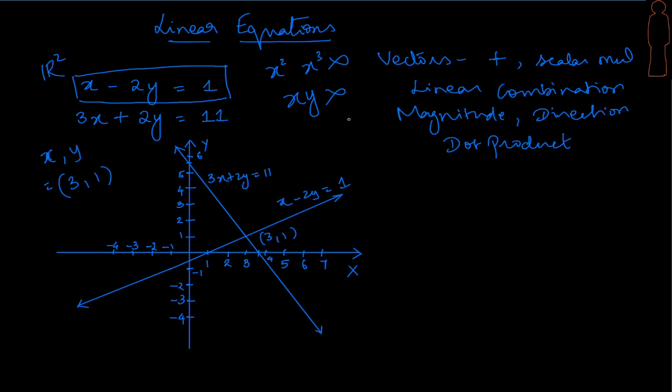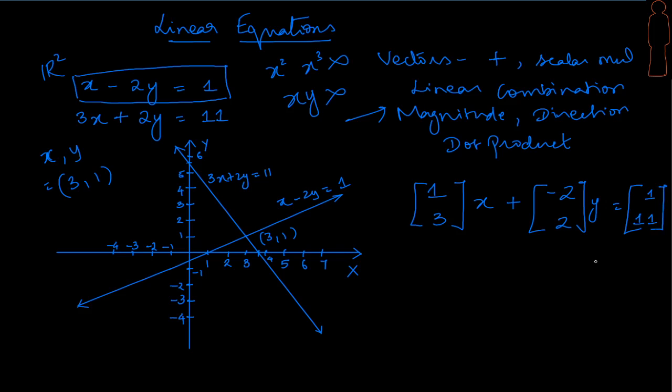Now the same equations, I want to write in a slightly different format, and that is where we are going to employ the knowledge that we are learning now. So let me rewrite these equations in another form, and you can check if this is correct. Could I write this as 1 and 3 in a column vector, scalar multiple times x, plus -2 and 2 with a scalar multiple times y, is equal to another column vector which I am going to write as 1 and 11?